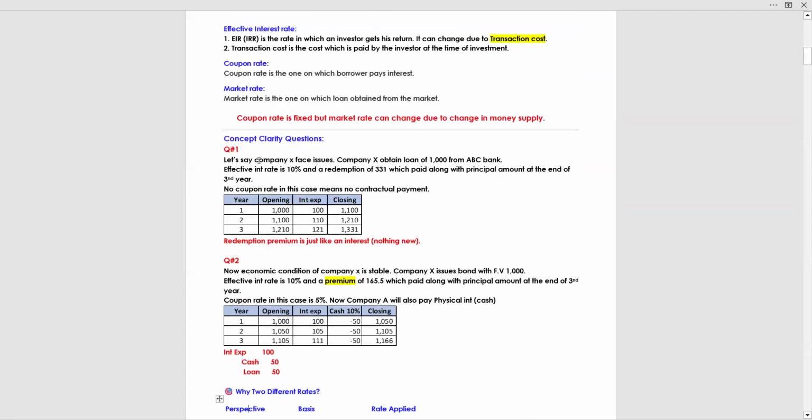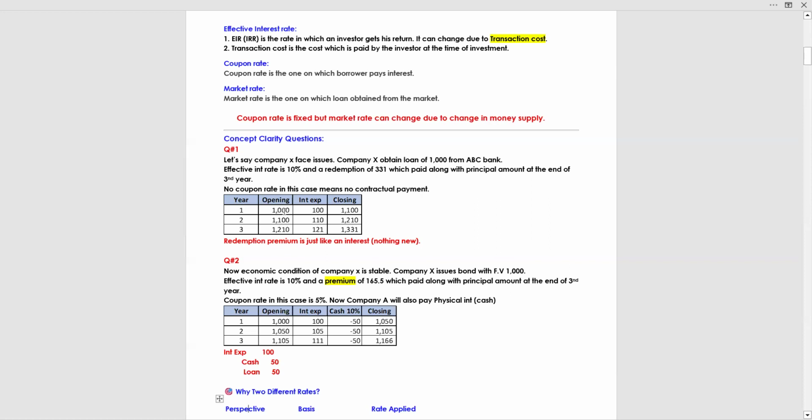Question number one. Let's say company X obtained a loan of 1,000 from ABC Bank. Effective interest rate is 10% and a redemption of 331 is paid along with the principal amount at the end of the third year. In this case, there is no coupon rate, which means no payment during the year, only interest. So no coupon rate, no physical interest, no contractual payment, only effective interest.